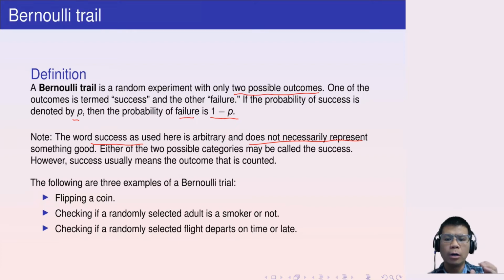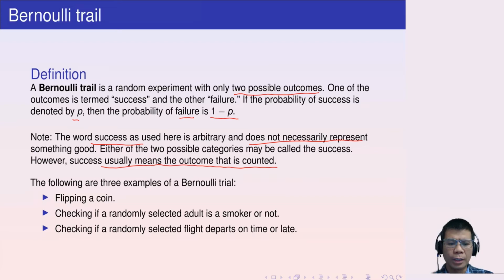But success usually means the outcome that is counted, the outcome that is of interest. So if you want to know the number of positive cases of COVID, that is something we count, and that is usually what is called the success.